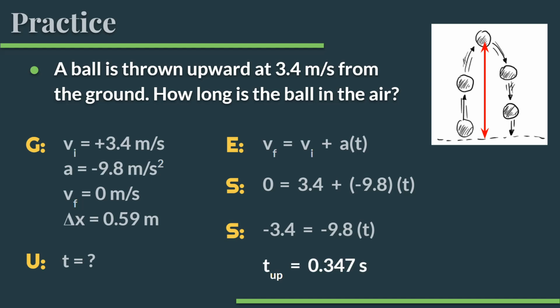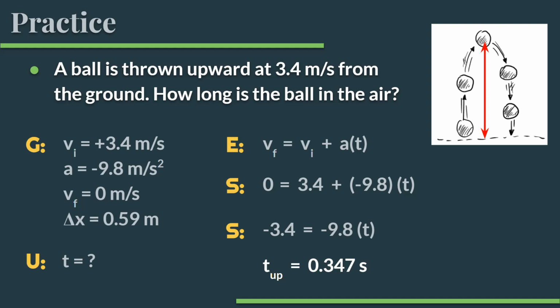Now, this is not your answer. This time is the time that it takes to get to this height of 0.59 meters. It's the time that it takes to get to this final velocity of 0. It's the time it takes to get to the top. It's the time up. It's not the total time. And this question didn't ask how long does it take to get to the top. It says how long is the ball in the air.